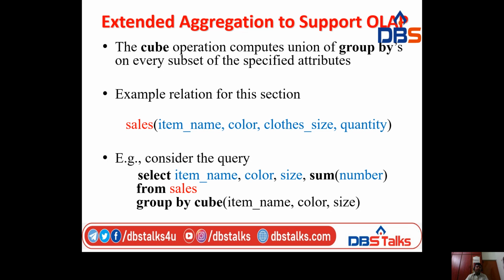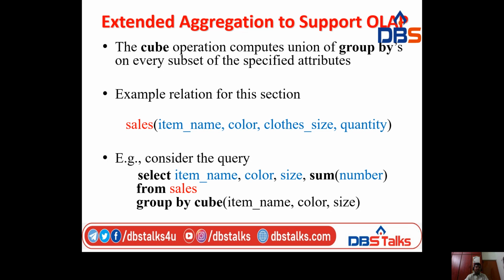One group by can display one two-dimensional table. The union of more than one two-dimensional table can display something like a cube. Now coming to the example relation for this section: sales, item name, color, cloth size, and quantity. Now this is the extended aggregation example to support OLAP. Cube representation is formed by the union of group by classes.